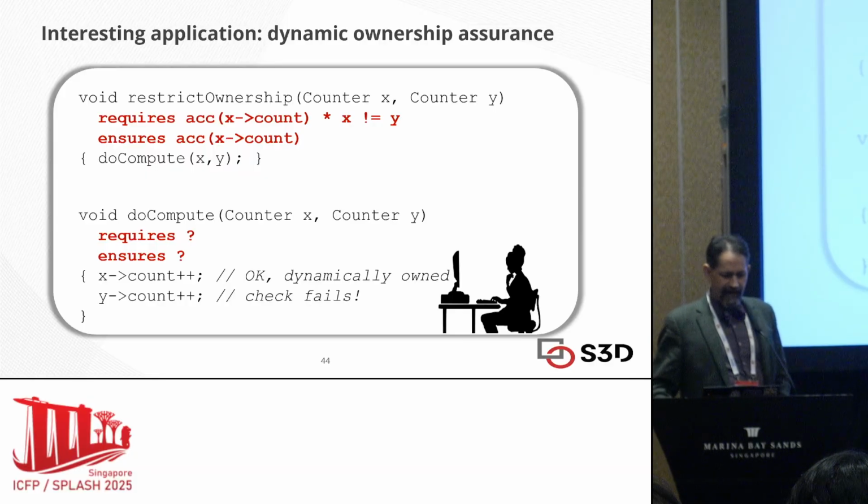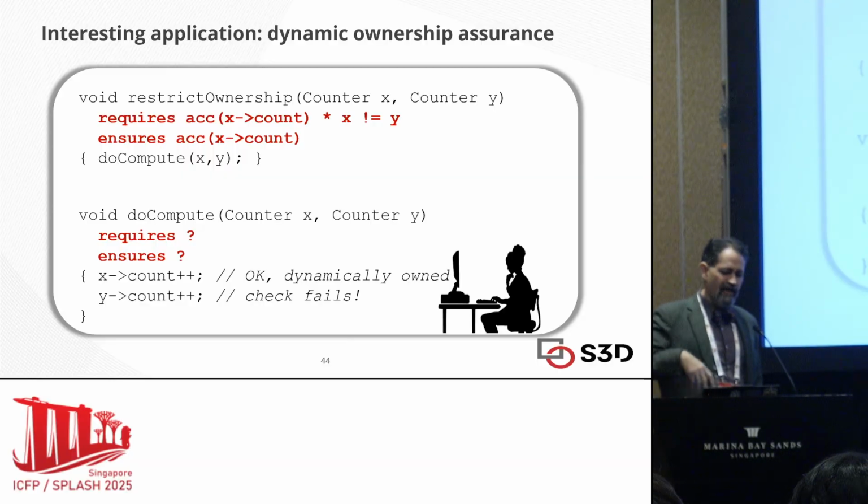Let's say I have restrict ownership. From main, I create two counters and I call restrict ownership. And restrict ownership just takes ownership of X, right? And let's say X is different from Y. Now I call do compute.